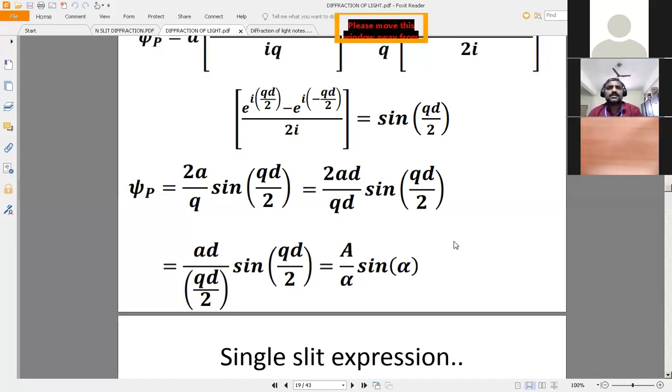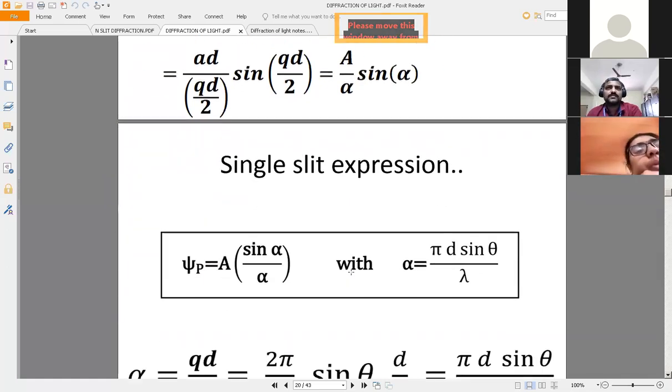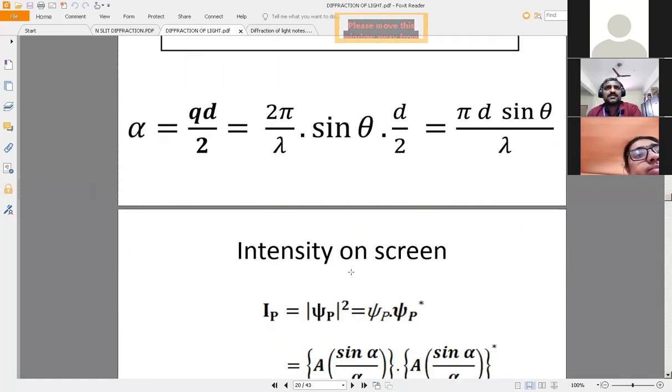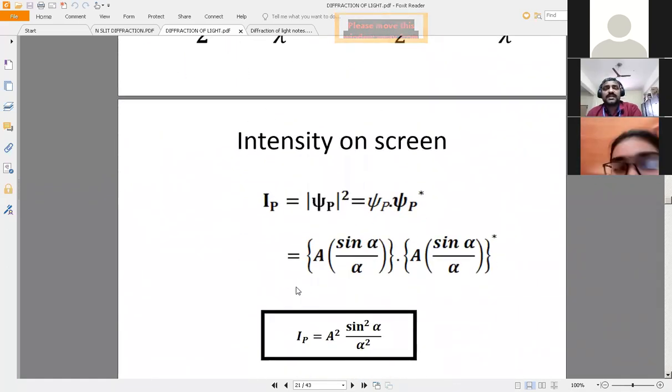Okay, this sinc alpha we have used for calculating the intensity, that is A sinc alpha, or A sin alpha by alpha. And in this expression, we have taken the intensity by taking the square of the amplitude. Generally, if the amplitude is real, we would take just the square of the amplitude.